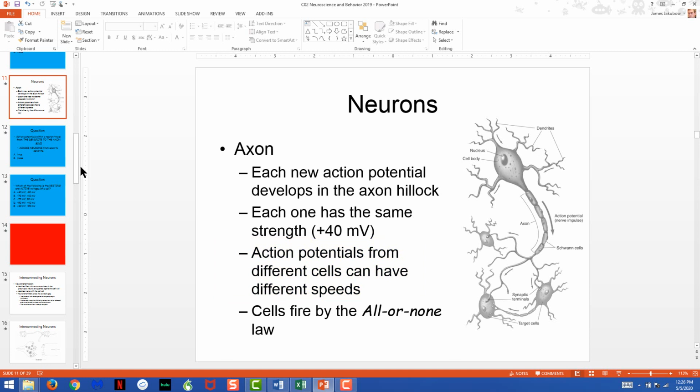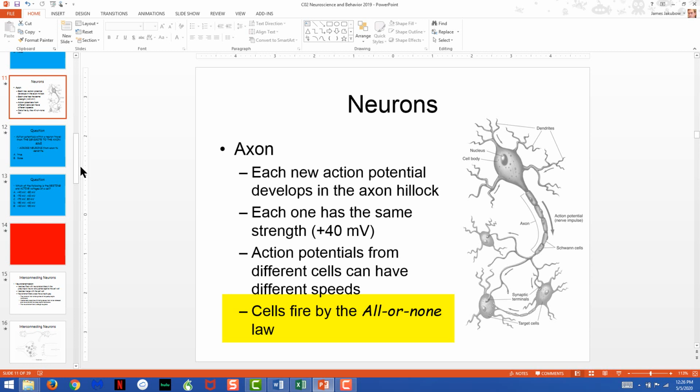Now, when a cell fires, it either fires as positive 40 millivolts or it does not fire. That's called the all or none law. The cell either fires or it doesn't fire. No extra strong firing. Essentially, a cell firing or generating an action potential produces a positive 40 millivolt signal, and that's it. You don't see positive 30 millivolt signals or positive 20 millivolt signals, and you don't see positive 60 millivolt signals either. The size of the signal is always the same. And that's why it's called the all or none law.